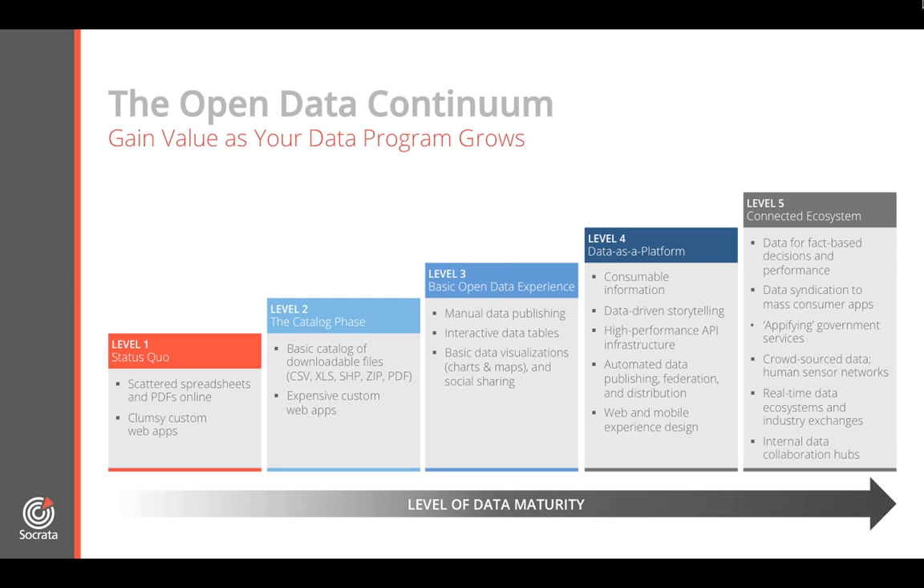Moving along this continuum on this data maturity model, we see level 2 as much more of the catalog phase. You can consider this a SharePoint matrix online, a basic catalog of downloadable files that are in some of these machine-readable forms, CSV, XLS, shape, and zip files, as well as more custom, extensive web applications.